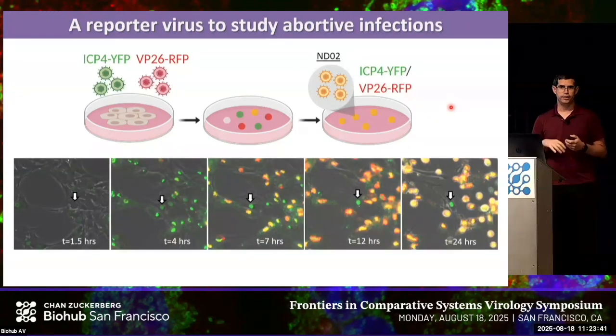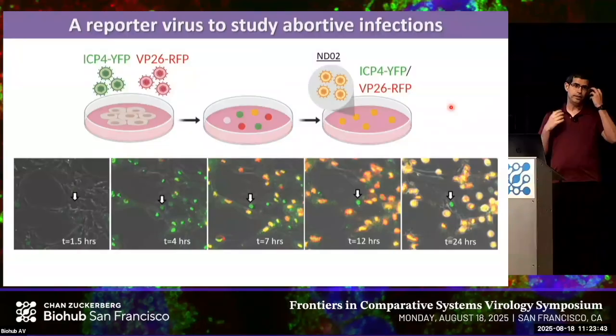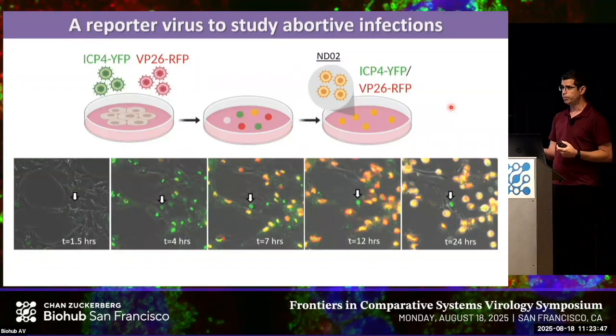So we're interested in these abortively infected cells that initiate viral gene expression and then stop for whatever reason. We created this reporter virus that has an immediate early protein fused to a YFP and a late protein fused to RFP. With that, you can see these abortively infected cells, shown here with the arrow, that turn on the early gene expression but never go on to the late genes.